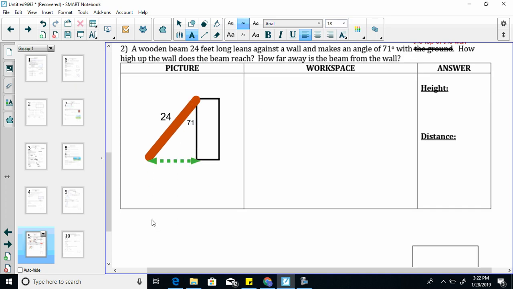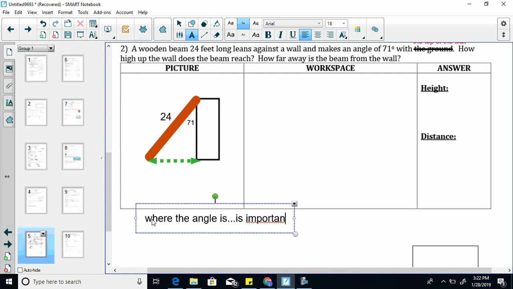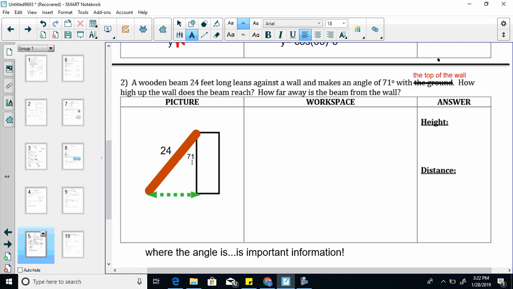Okay, so maybe make a little note to yourself. Where the angle is, is important information in these type of problems. So that is 71 degrees there.